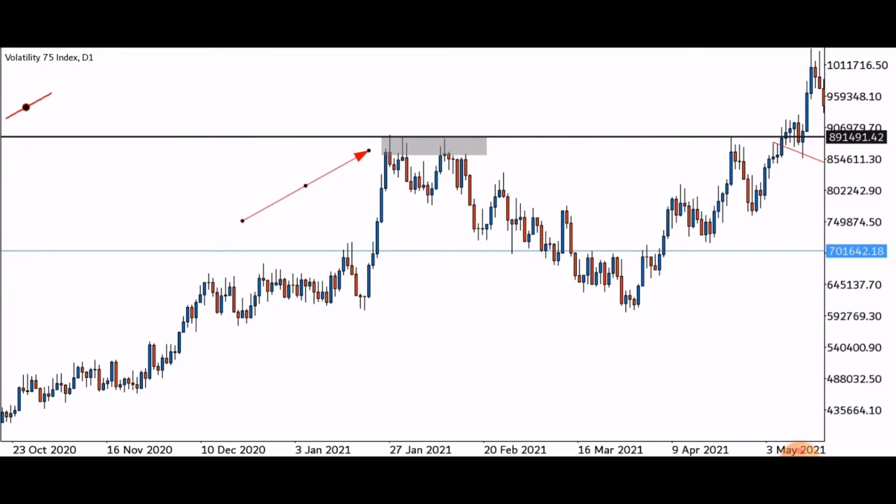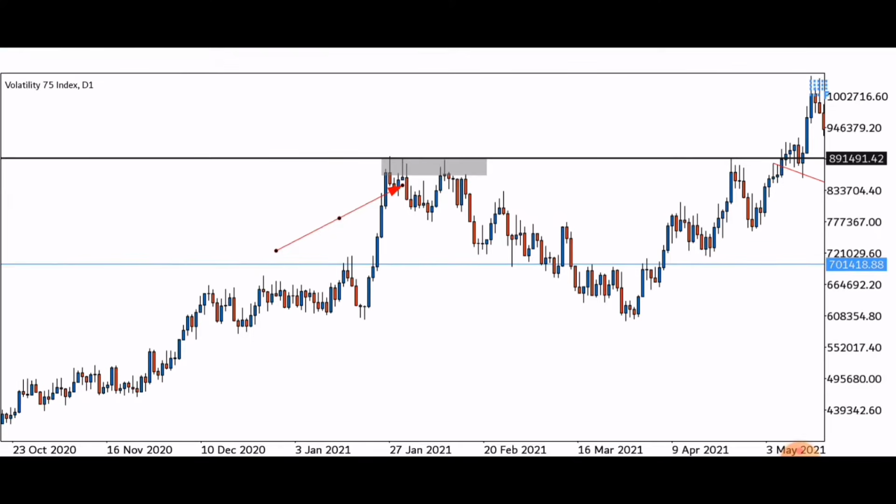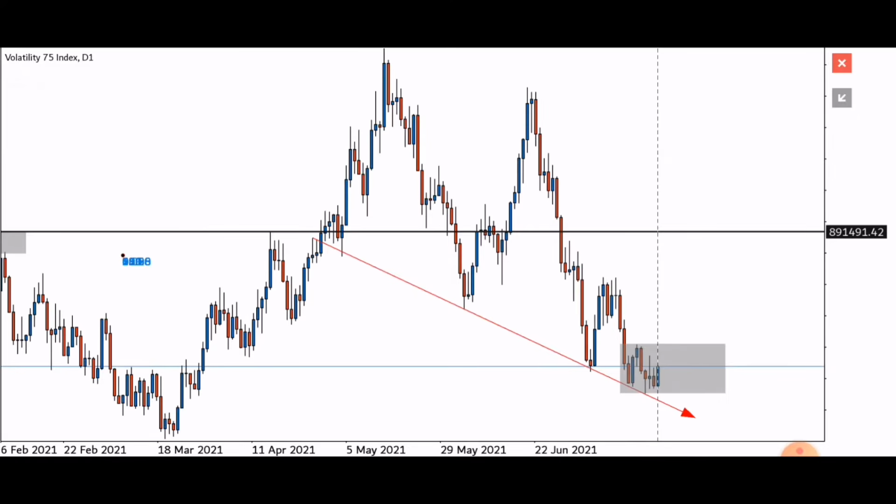Now if you're trading this, what you want to do is, you can see that at this price, let's map out this particular part, 891491. At that price, let's get the low of it so that we can, not this tool.